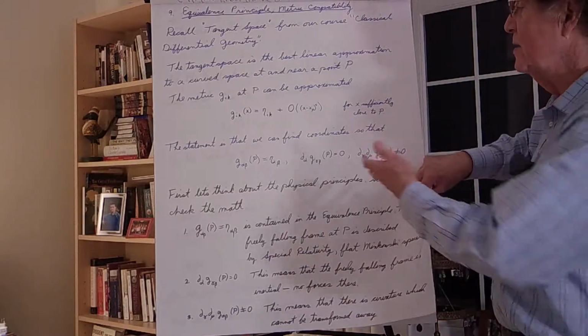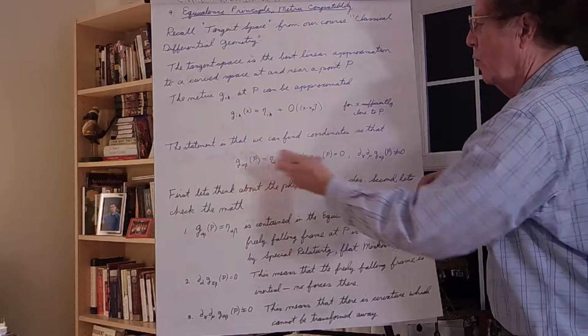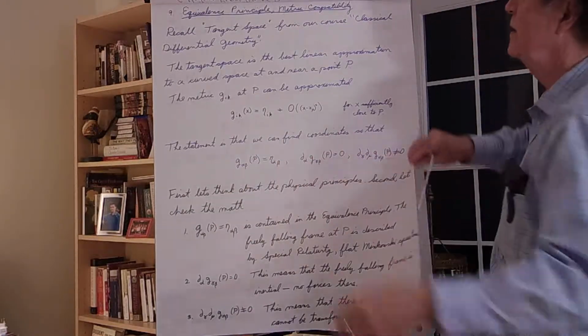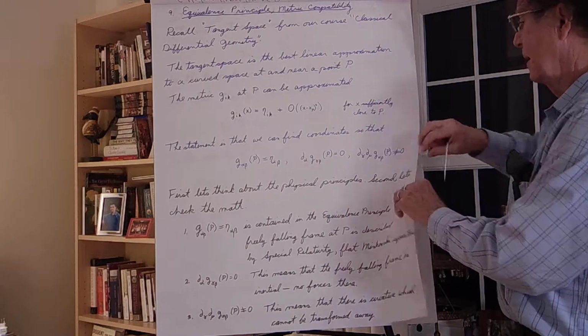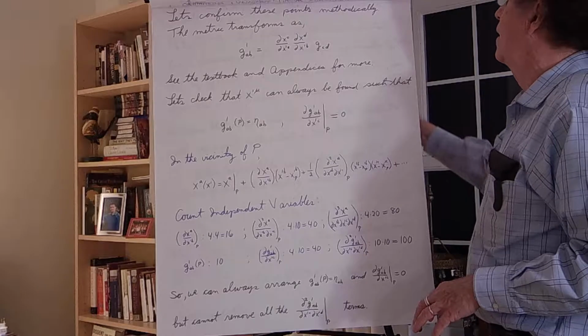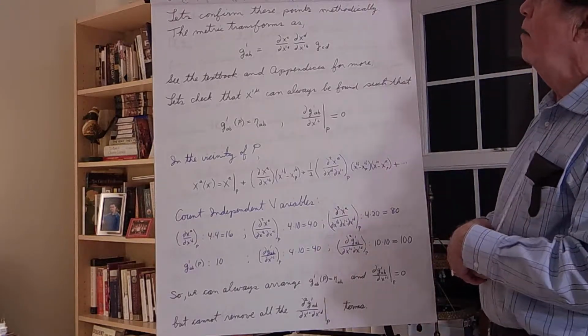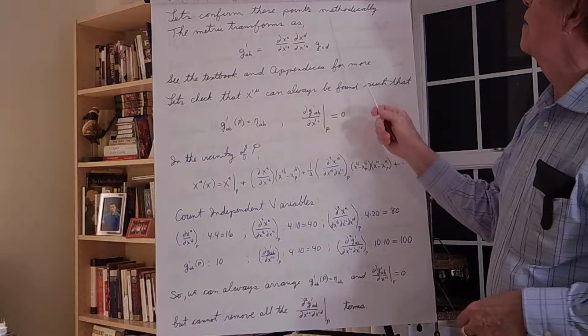So I think that's the statement of the equivalence principle in portions 1 and 2, and portion 3 is just telling you the limitations of the statement, that is, you can't expect it everywhere. So let's confirm these points methodically.